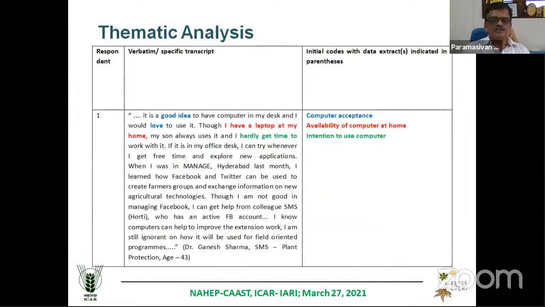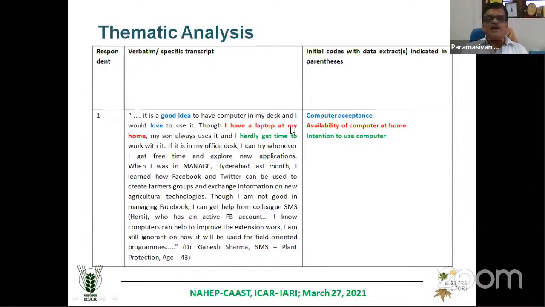And you can see here the same sentence which I was using earlier, the verbatim. It's a good idea to have a computer in my desk and I would love to use it. Here you can see initial codes with the data extract indicated in parentheses. These are quotes. Good idea means computer acceptance. Good idea and love, both quotes are referring to the theme called computer acceptance.